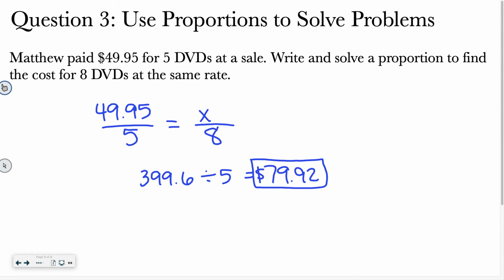Okay, for this problem, hopefully you set up 49.95 in the same fraction as 5, and then you set up x with the same fraction as 8, and then you kept your money on the same level and your DVDs on the same level. Cross multiplied, 49.95 times 8 gives me $399.60. Divide that by 5, and you're left with $79.92 to buy 8 DVDs at that same rate.